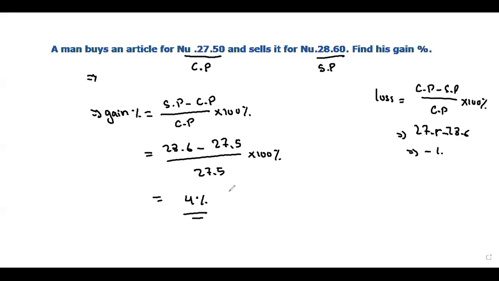So what we did here: a man buys an article for 27.5, that is the cost price, and sells it for 28.6, so that is his selling price. We are told to find the gain percentage. This is a very simple question. Hope everyone understood this.